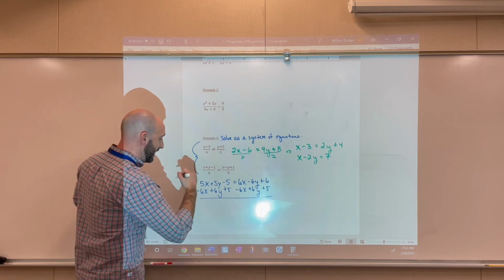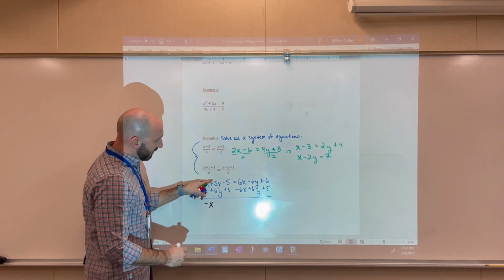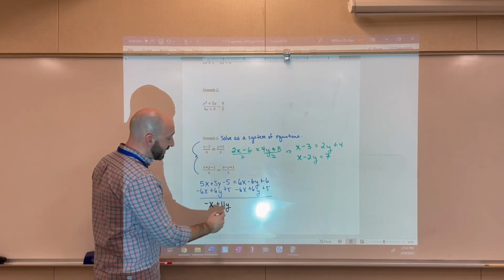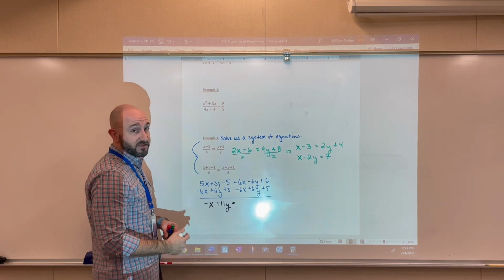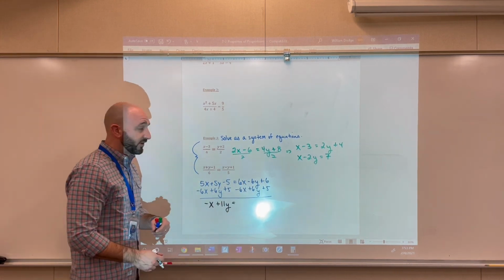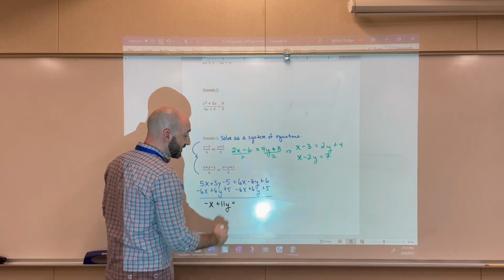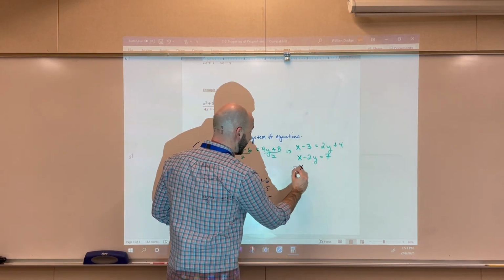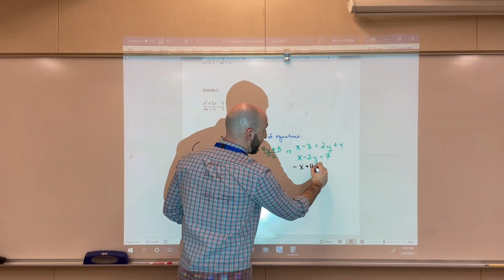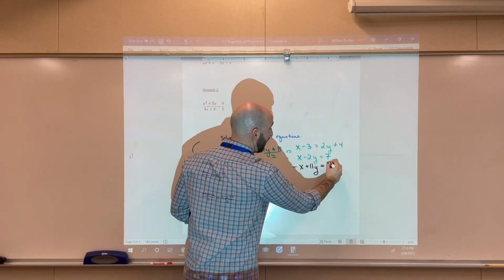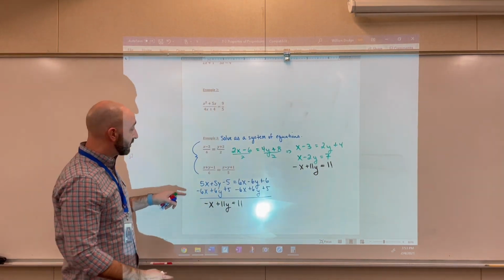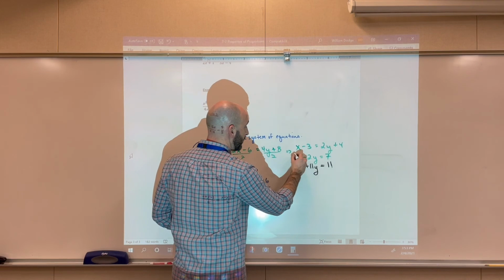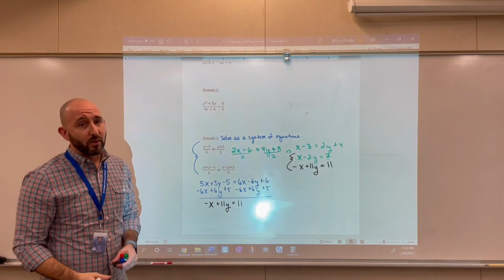5x minus 6x is negative x. 5y plus 6y is positive 11y. Negative 5 plus 5 is 0. 6x minus 6x is also 0. Negative 6y plus 6y is 0. And then 6 plus 5 is 11. So again, we're going to line this up over here. So negative x plus 11y equals 11. So now what we've done is we've transformed two pretty rough looking proportions into something that looks a lot more familiar to us.